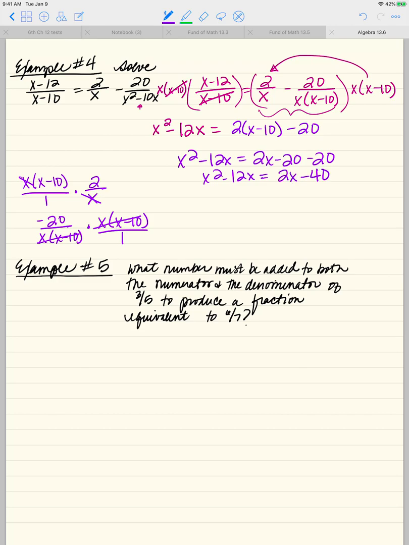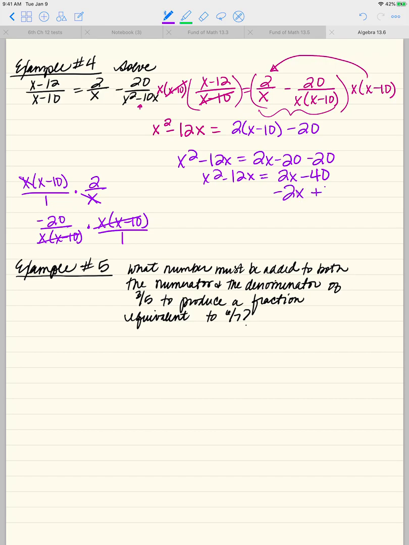We need to get everything over on one side, and hopefully you're recognizing since we have an x squared term and an x, okay, and a numerical value, we're going to end up with a quadratic, okay? So move everything over and set it equal to 0.